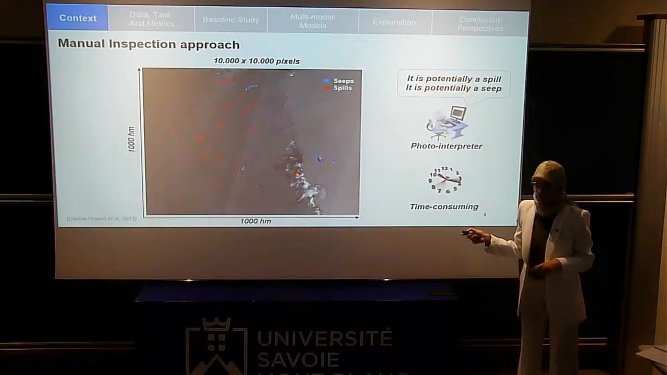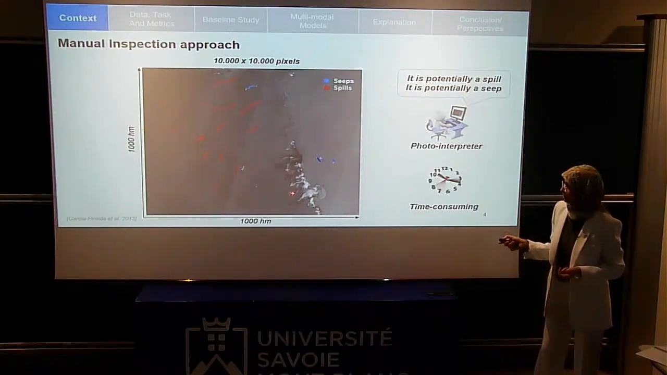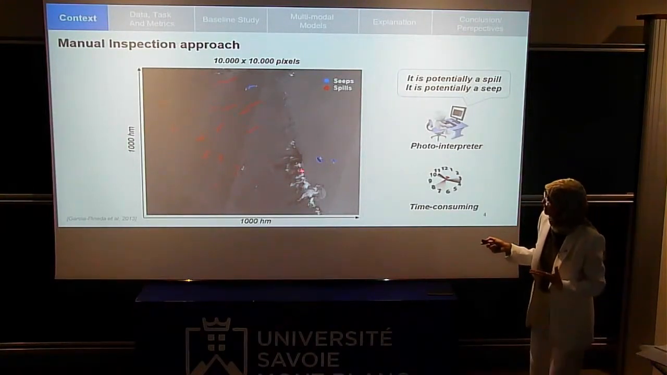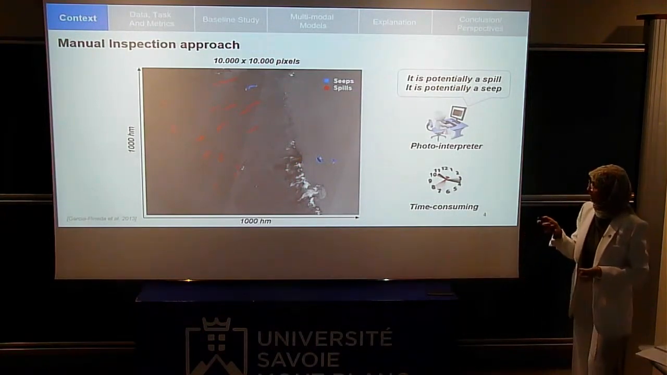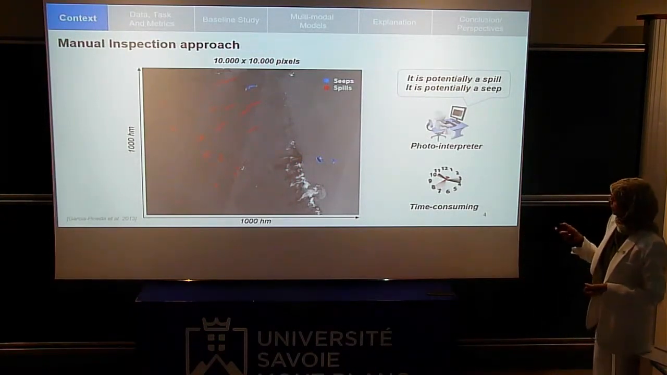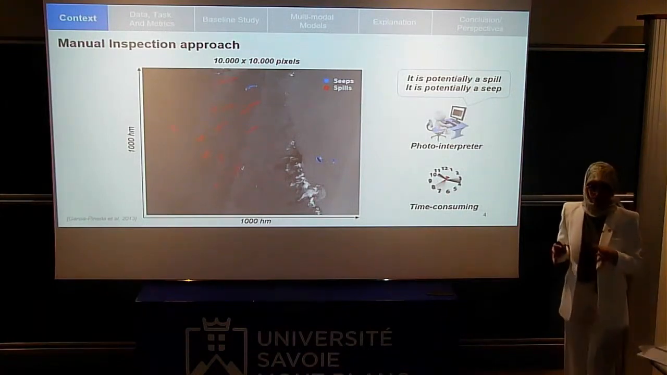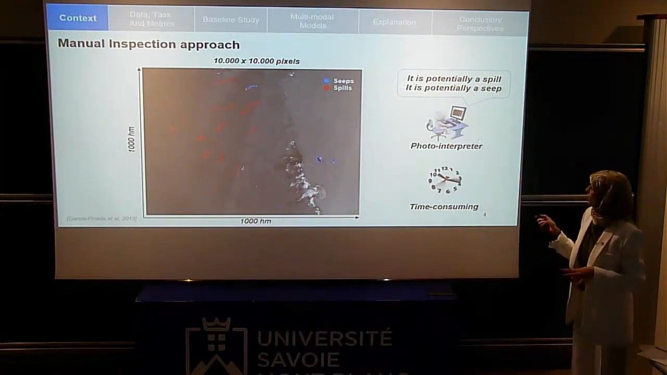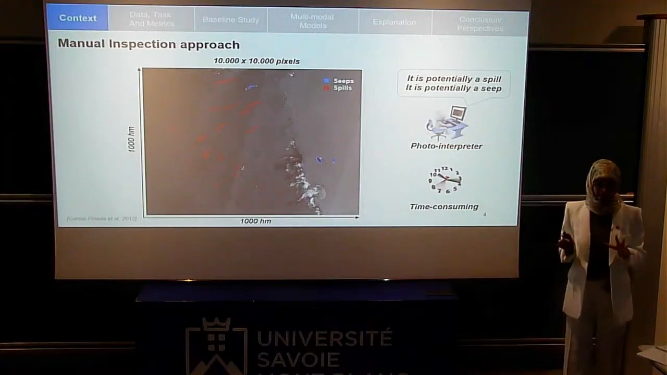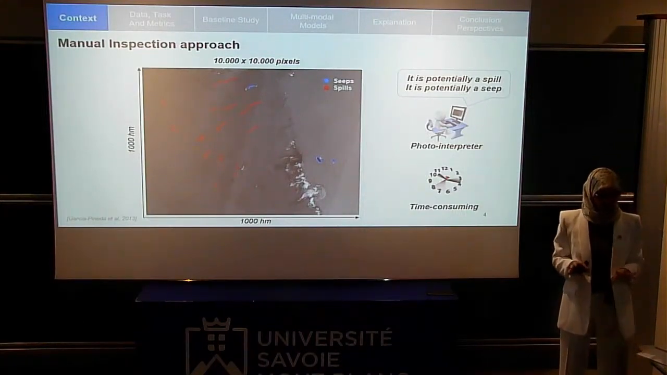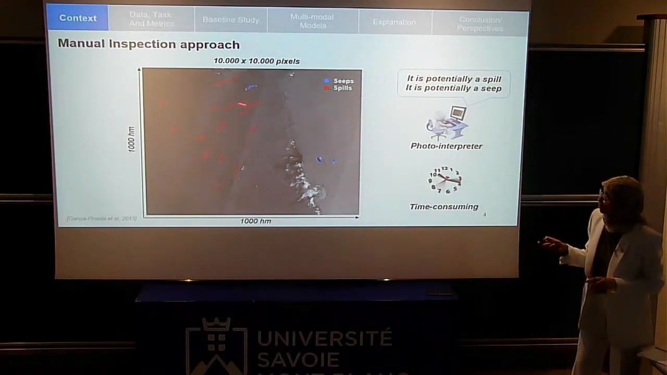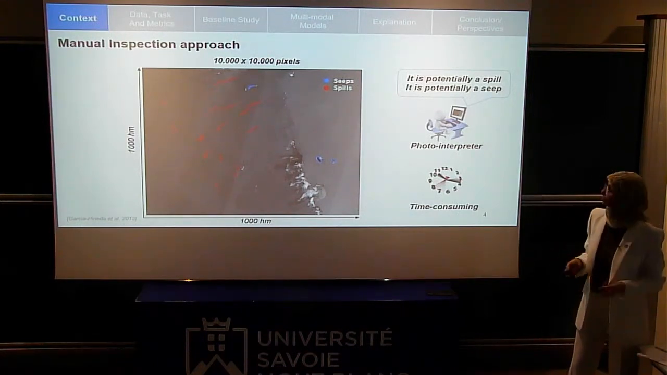We can see that there are other phenomena on the sea surface. They are similar to the oil slicks. They can appear as dark or as white patches. So the task of detection actually is realized by what we call photo interpreters. They are expert human beings doing some zoom in, zoom out on the SAR images in order to find these small patches that we call oil slicks.